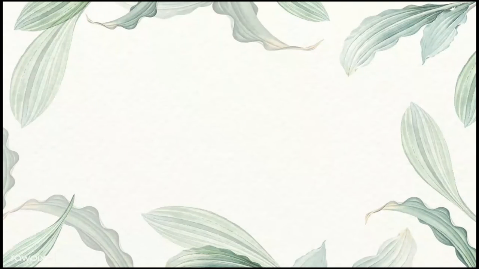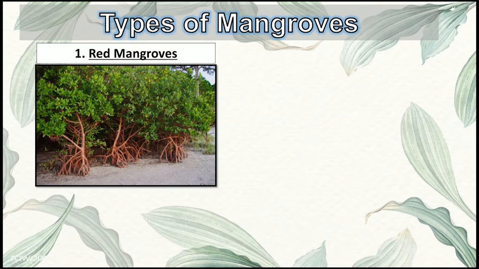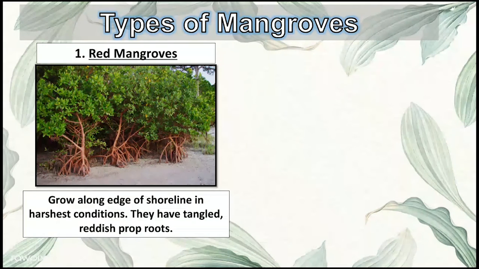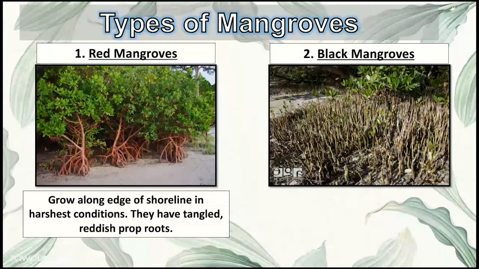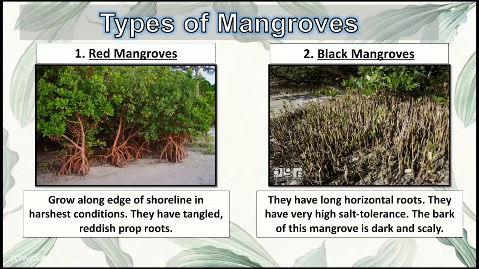In the next two slides, we are going to see types of mangroves. First one is red mangroves. They grow along the edge of the shoreline in harshest conditions. They have tangled reddish prop roots. Second one, black mangroves. They have long horizontal roots. They have very high salt tolerance. The bark of this mangrove is dark and scaly.